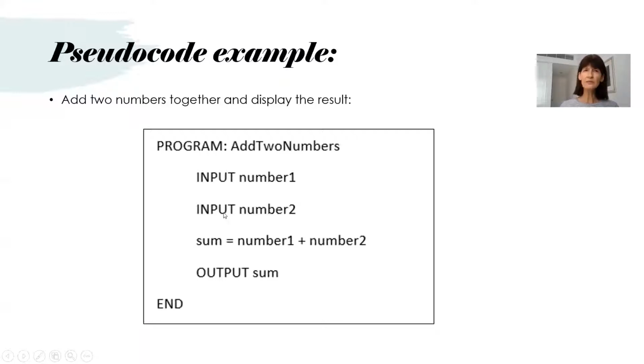Input just means that the user is going to type something in for number 1 and number 2 values. Sum equals number 1 plus number 2 means we add whatever value is in number 1 and number 2. Say number 1 stores a 1, number 2 stores a 2. We will add them, get 3, and the result 3 is stored into that variable called sum. And then we output that number 3 in the last statement. If you look at all these values, number 1, number 2, and sum are called variables in pseudocode.